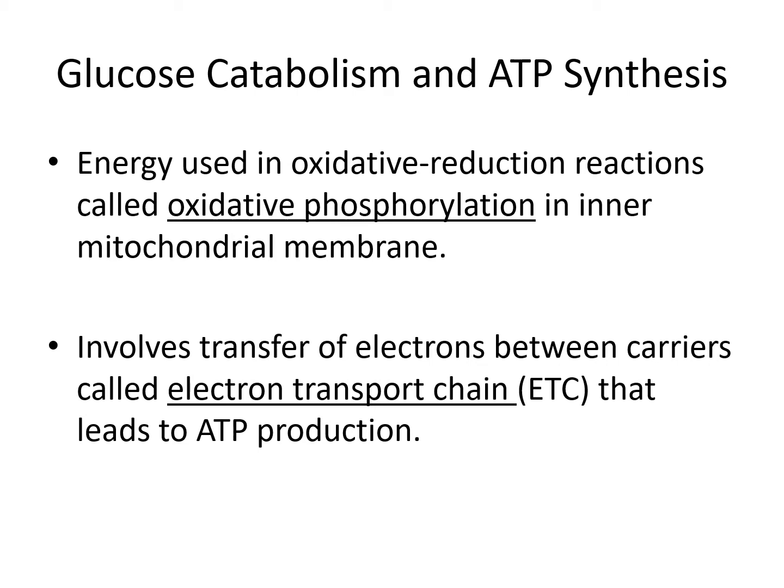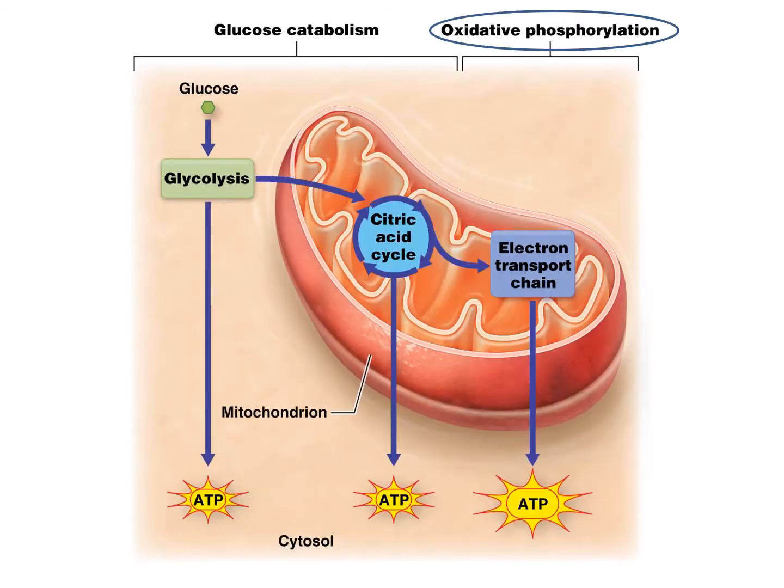Energy used in the oxidative reduction reactions is called oxidative phosphorylation, and this occurs in the inner mitochondrial membrane. And this involves the transfer of electrons between carriers. We mentioned these in the last lecture. And this occurs in the electron transport chain that leads to ATP production. So the electrons can be transferred and go to the electron transport chain, which is in the inner mitochondrial membrane, and ATP will be produced. Notice the size of the ATP is much bigger than that from glycolysis and in the citric acid cycle, inferring that there's more ATP being produced.